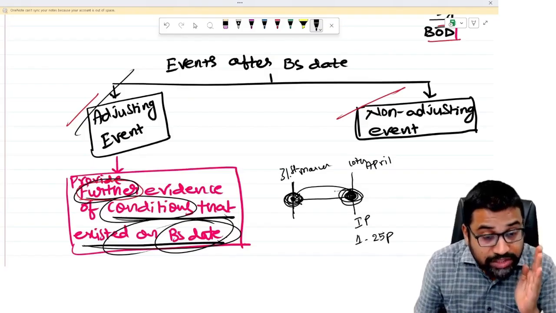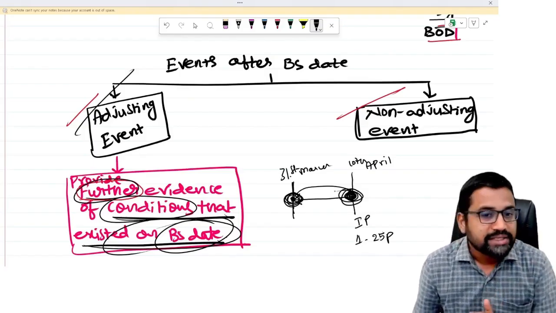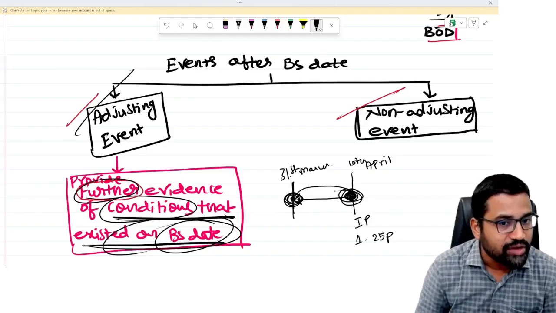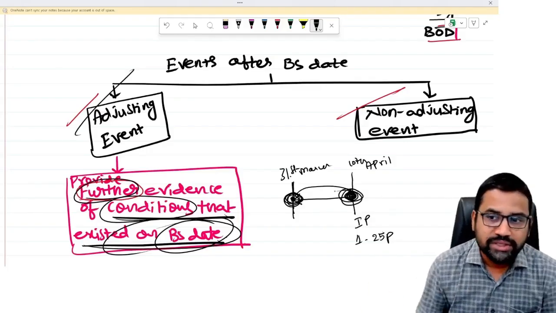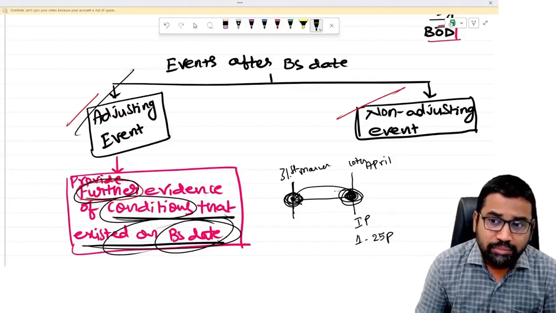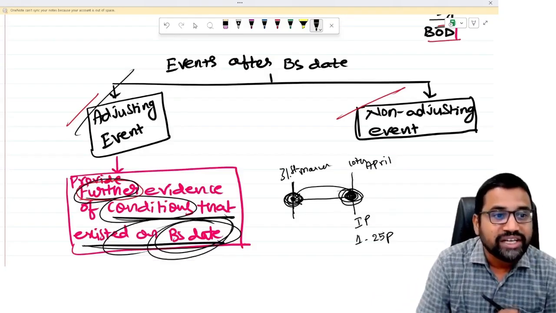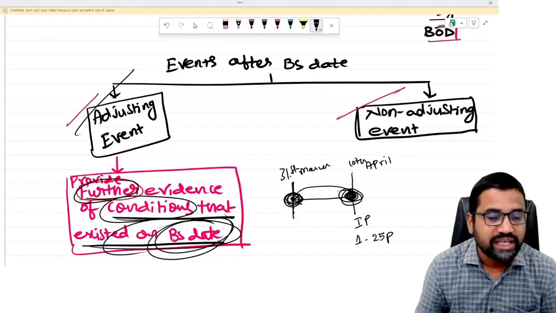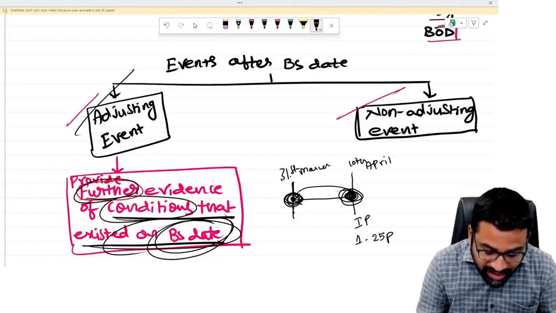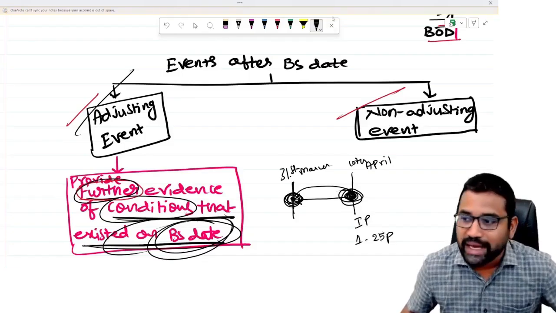See, on 31st March, we know the fire already happened. Sir, suppose by 31st March the fire had not happened. The fire happened after 31st March. Then it will become a non-adjusting event. Because to become an adjusting event, the conditions must have existed on the balance sheet date. Look at the definition in Ind AS 10: provide further evidence of conditions that existed at the balance sheet date.